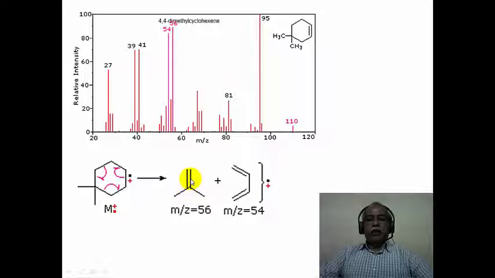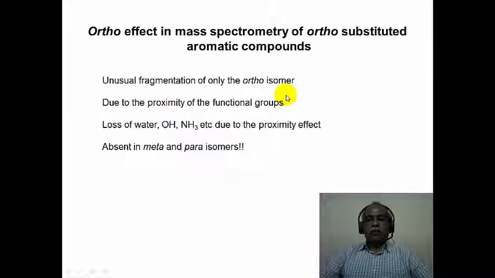Now we have a dimethyl substituted ethylene and a butadiene. Probably their ionization potentials are nearly the same. The fragments are registered at 56 and 54. They are both equally intense in this particular case, for example. And the loss of a methyl group from the molecule will essentially result in the formation of 95 from 110. If you subtract 15 from this, you get 95, which is loss of a methyl group from this particular molecule.